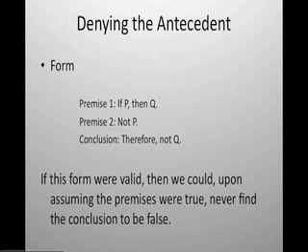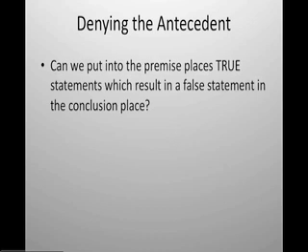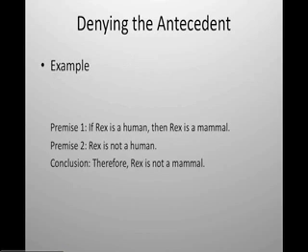Now, if this form were valid, then upon assuming the premises are true, we could never find a false conclusion. So what we need to determine here is whether there are any cases where we can put true statements in for the premises and still result in a false conclusion. So notice this example. Premise 1, if Rex is a human, then Rex is a mammal. Premise 2, Rex is not a human. Conclusion, therefore Rex is not a mammal.